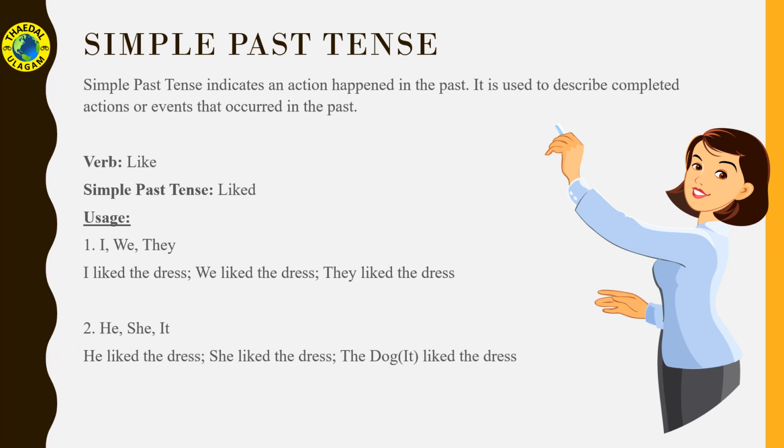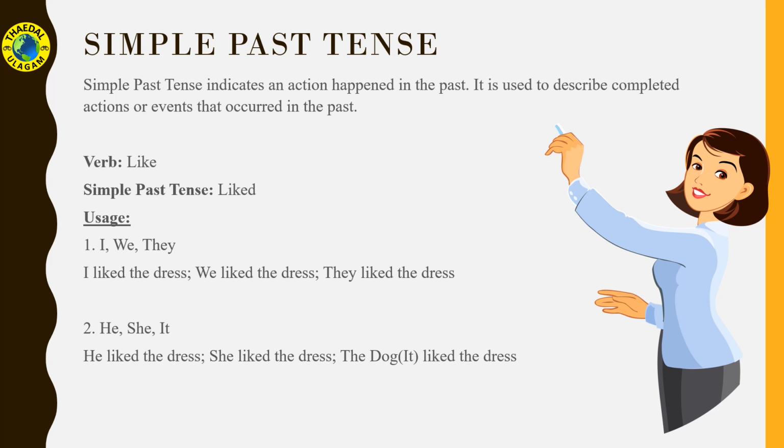Simple past tense. Simple past tense indicates an action happened in the past. It is used to describe completed actions or events that occurred in the past. Consider the verb like. The simple past tense of the verb is liked. Let us look at the usage of like in a sentence.